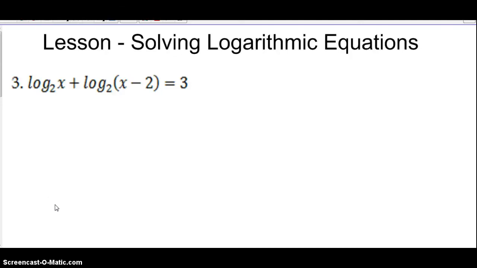Mr. Siegel here to talk about solving logarithmic equations. We're just going to be doing two examples, which should set you up pretty nicely.